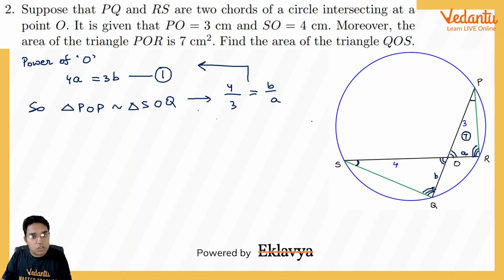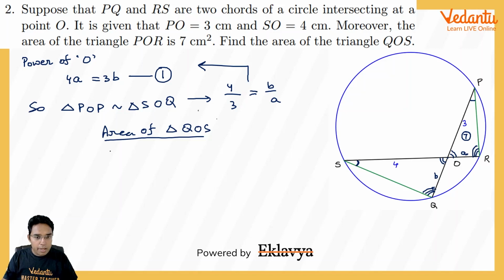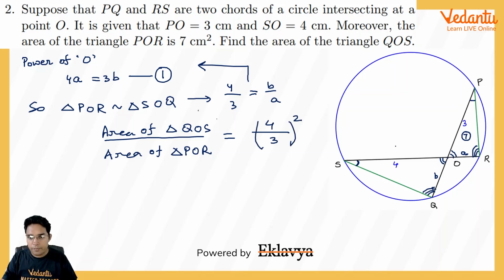Now, to do this question, the easiest method is, because these two triangles are similar, the area of triangle SOQ upon the area of triangle POR should be equal to the ratio of their corresponding sides squared, isn't it? Because for this triangle, 4 is the corresponding side, which is 3 in the other triangle.